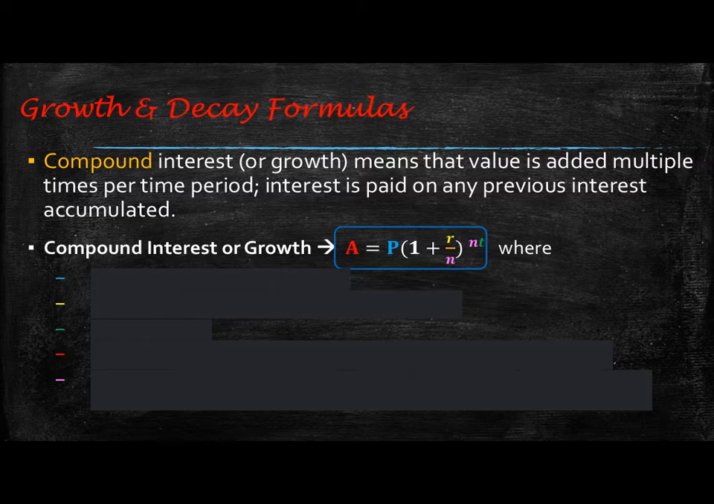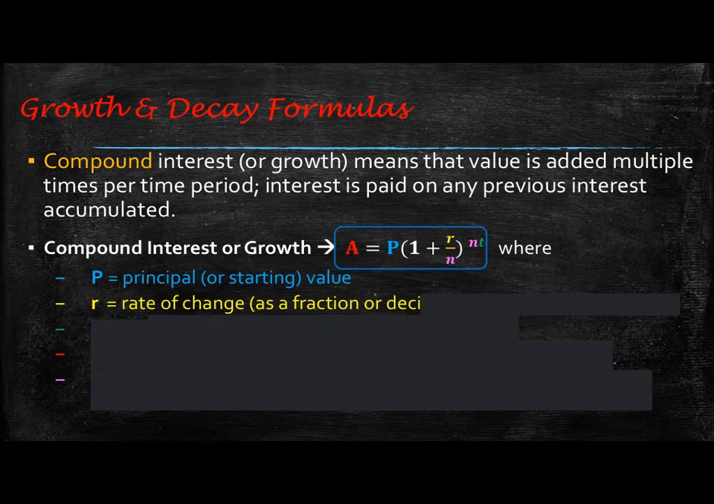It'll say compounded blank. The formula looks very similar to the simple interest one, but we are taking into consideration the N, which is the compounded amount. A equals P times 1 plus R divided by N, all of that raised to the NT power. Okay, so let's see what each of these variables stand for. The P is just like in simple interest. P is your principal, or your starting value, or sometimes we think of it as the present value.